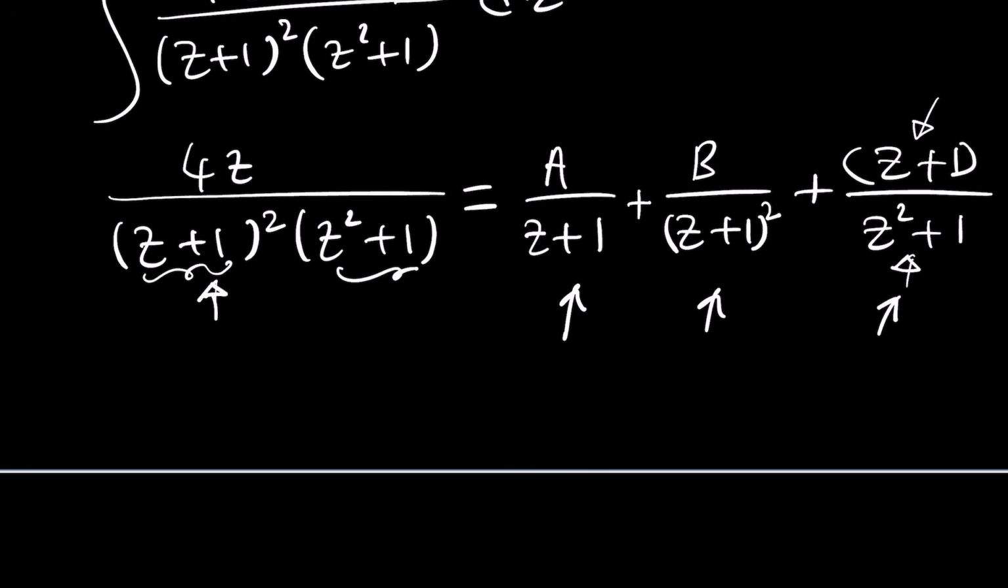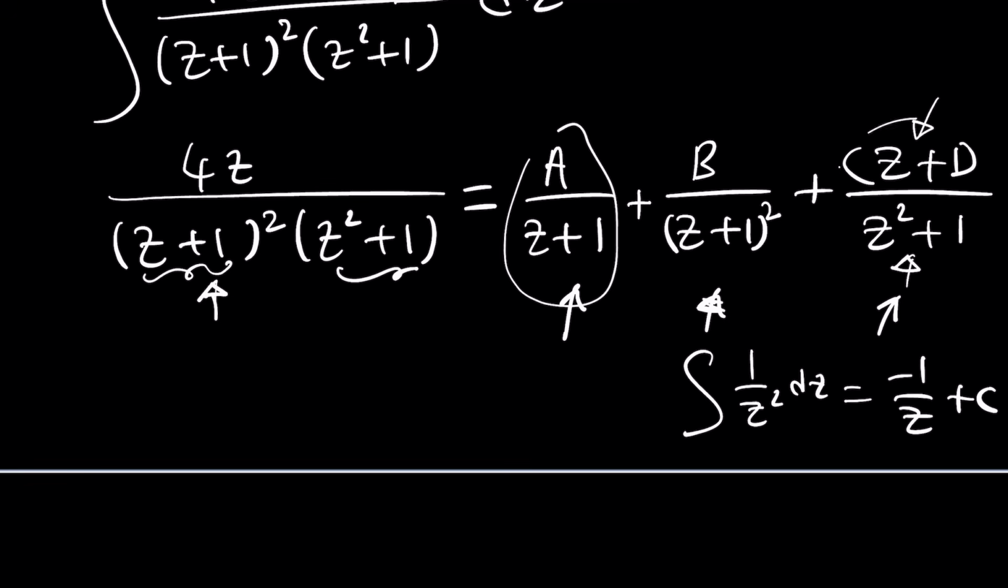Obviously, for this one, you're going to get something like 1 over z plus 1, because if you think about how to integrate 1 over z squared dz, it's going to be negative 1 over z. And this comes from the fact that if you differentiate 1 over z with respect to z, you get negative 1 over z squared, right? The power rule. But if you memorize the formula, it's a lot better because you're going to see this a lot. For this one, this is just an ln.